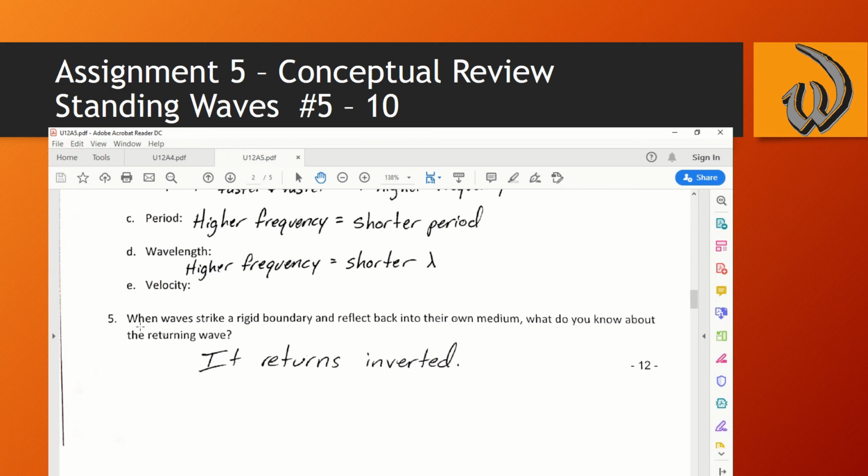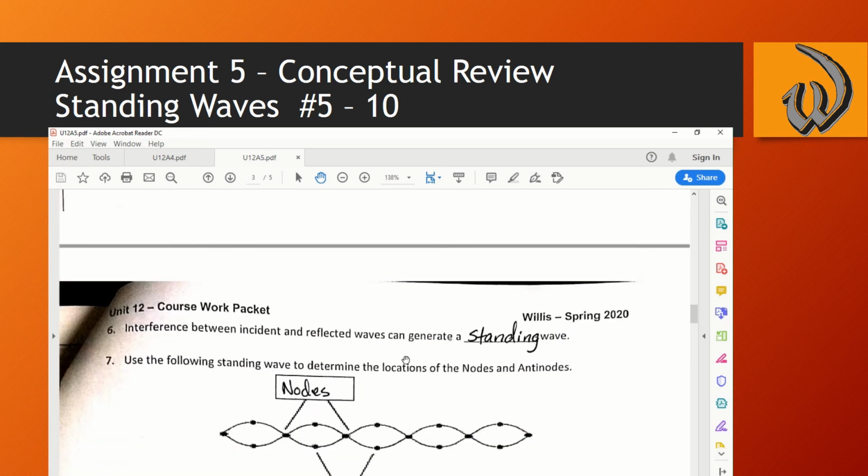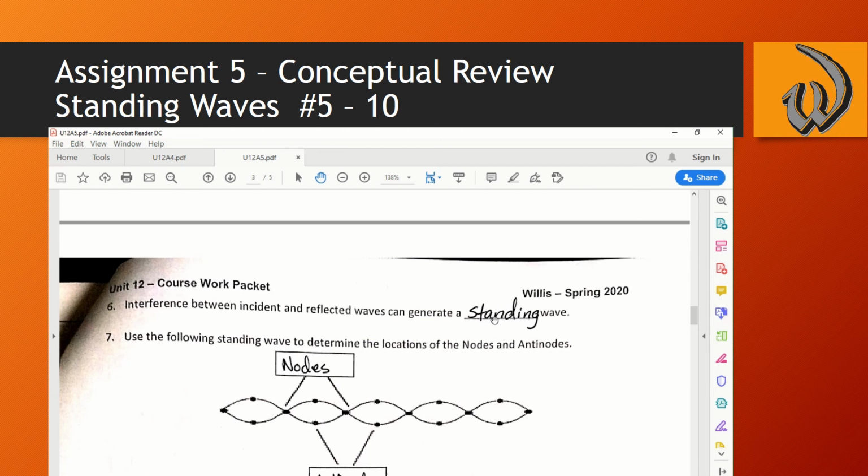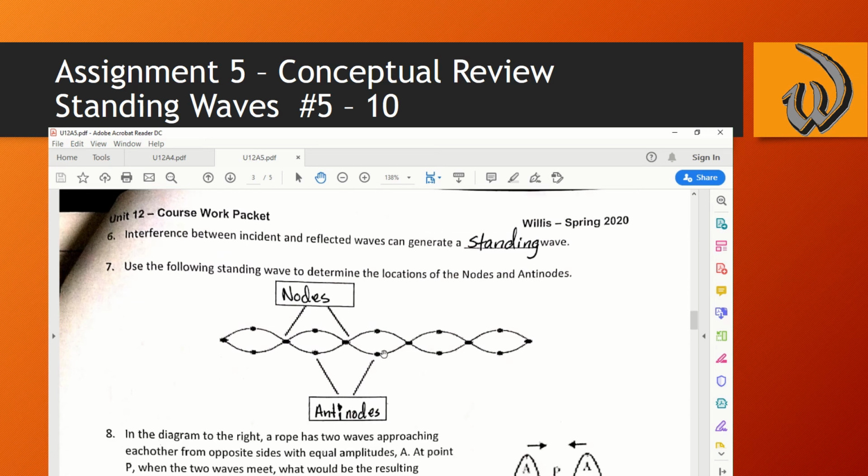We'll talk about it more later, but standing waves in general: when a wave strikes a rigid boundary, a wall, whatever it might be, the returning wave is going to be inverted. That inverted returning wave, if it returns and interferes with the incident wave, the original wave, if they both have the correct frequency and perfectly constructively interfere with one another, you'll get a standing wave, just like they showed in the videos. So that standing wave is going to have a couple of features.